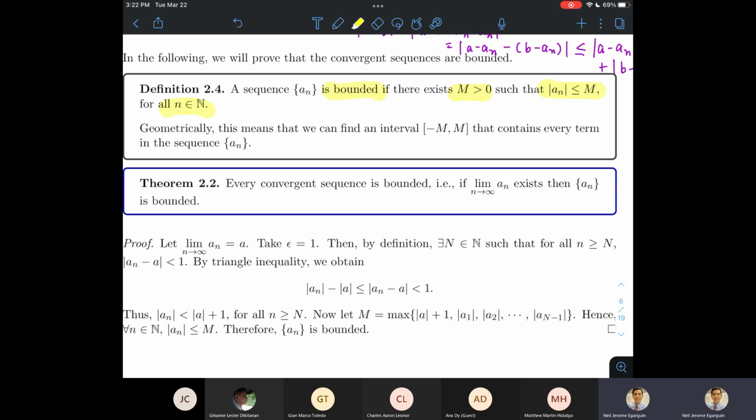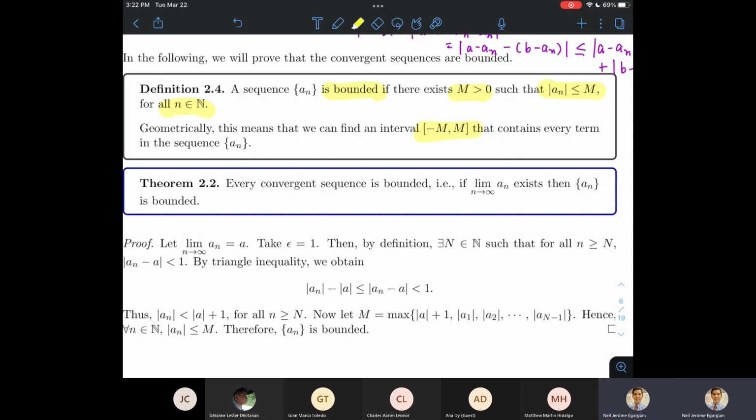Kapag merong isang real number M na mas malaki sa absolute value ng lahat ng terms ng sequence, then the sequence is bounded. In other words, the terms of the sequence always live inside the interval negative M to M. So basically, we say that a sequence is bounded if all of its terms are inside a closed interval. Okay? So yun yung pagiging bounded ng sequence. Or in other words, meron siyang lower bound at meron siyang upper bound. So yun yung different characterizations for boundedness.